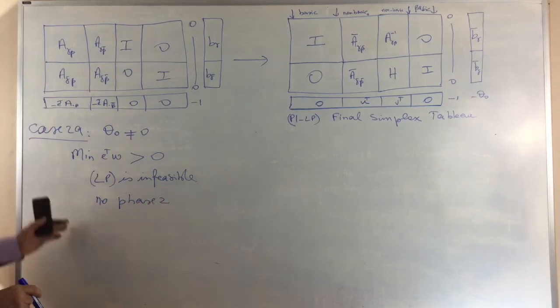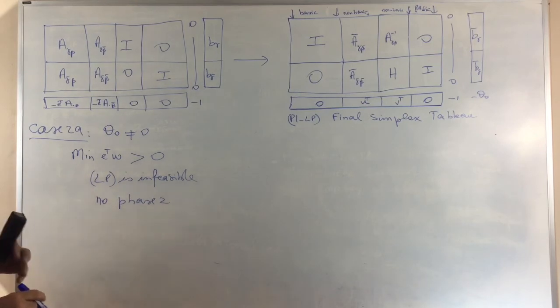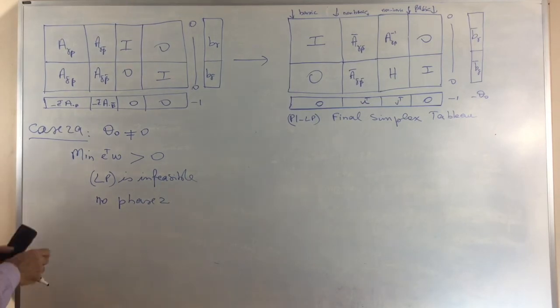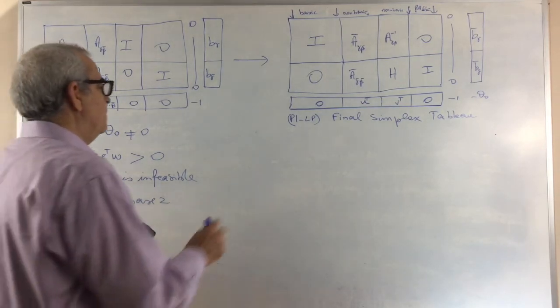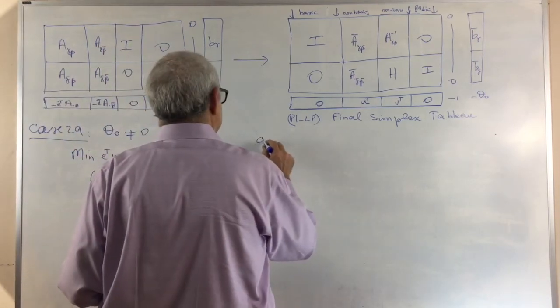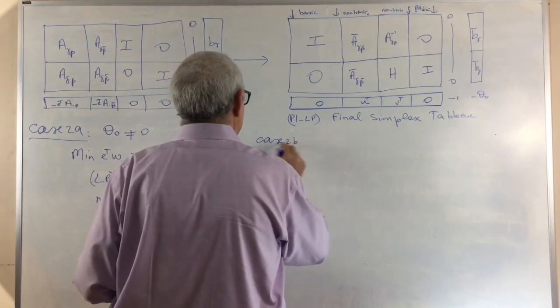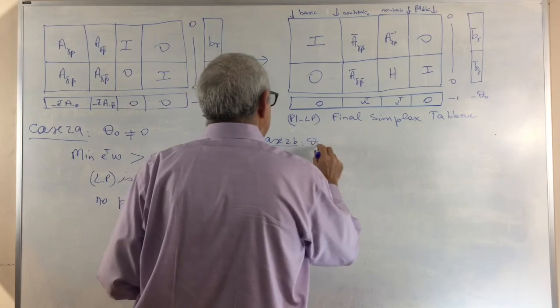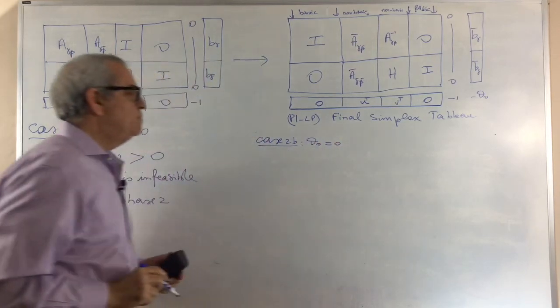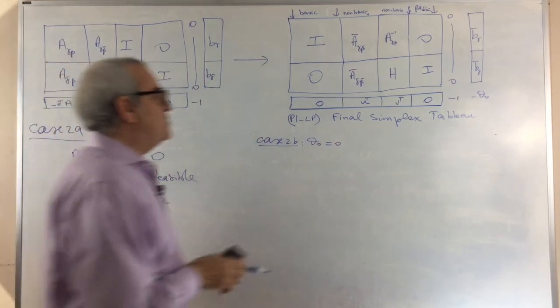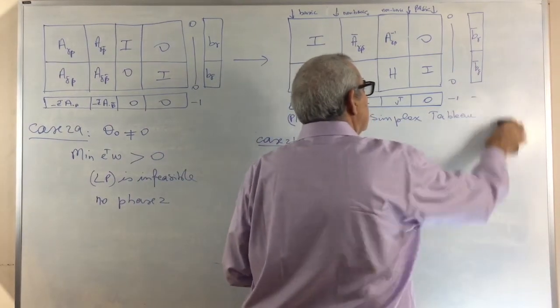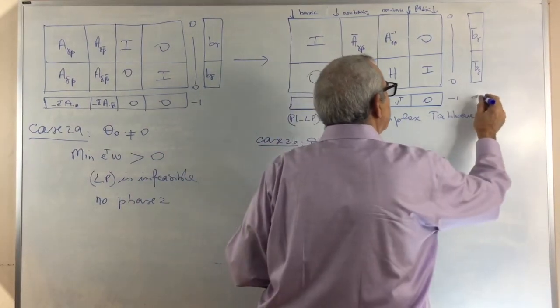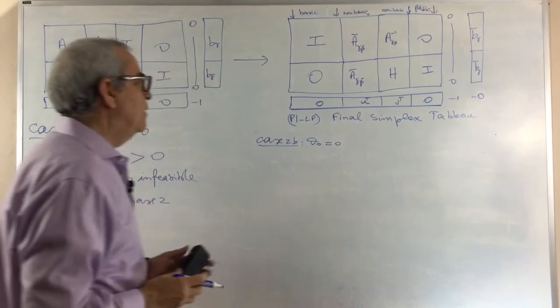Okay? So that's case 2a, a very simple case. Now, case 2b, theta 0 equal to 0. So I'm going to erase this theta 0 and put a 0 here.